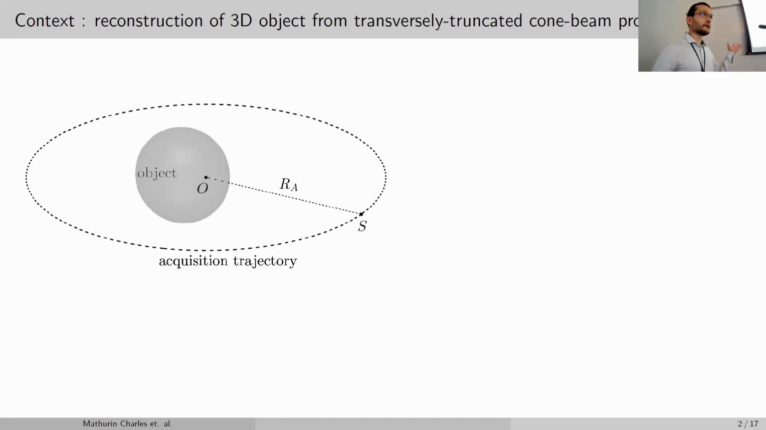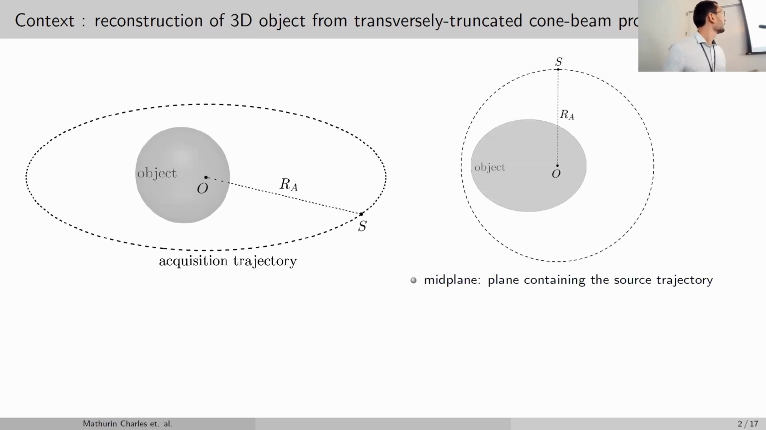We have a 3D object we want to reconstruct, and our acquisition trajectory is a circle around this object. Here is the view in the midplane, which is the plane containing the source trajectory. The nature of the truncation is the following. We have a detector whose extent is not large enough to measure the whole object. So only the red area is measured.